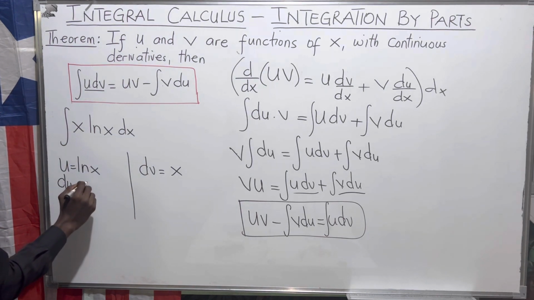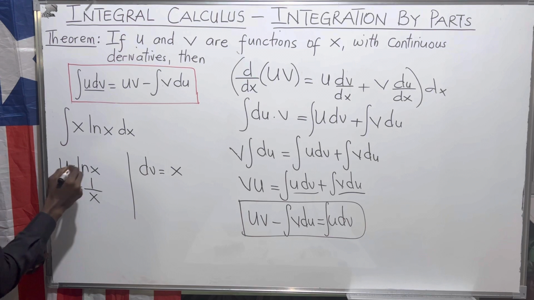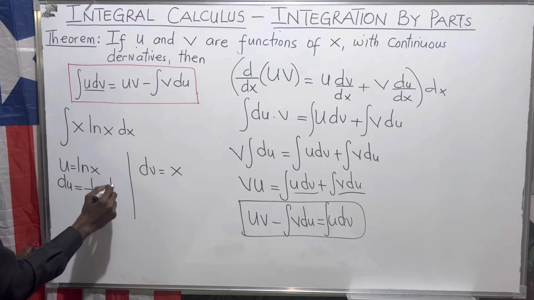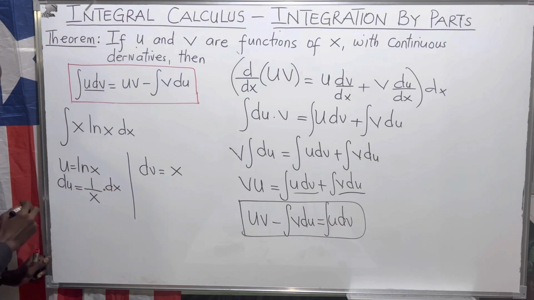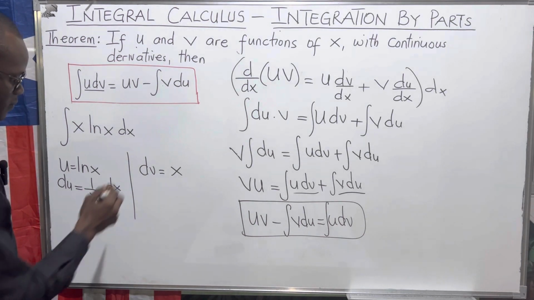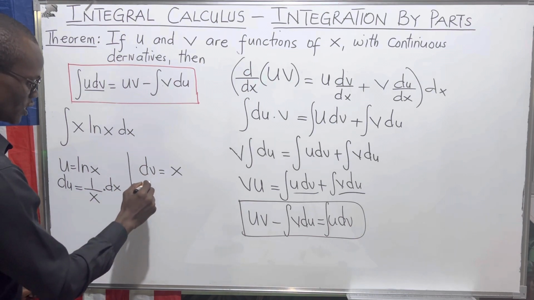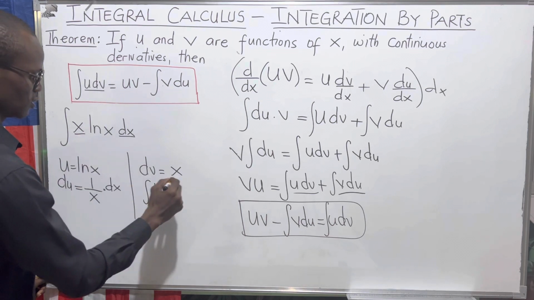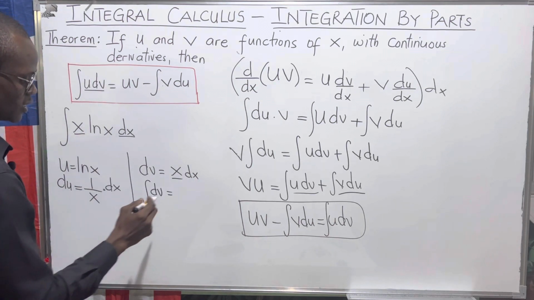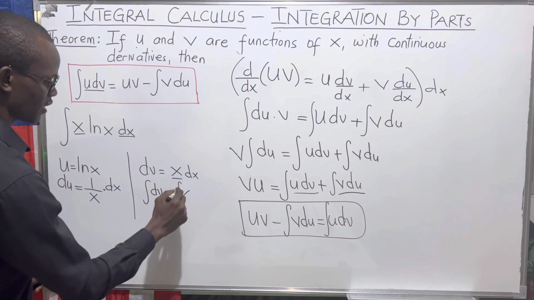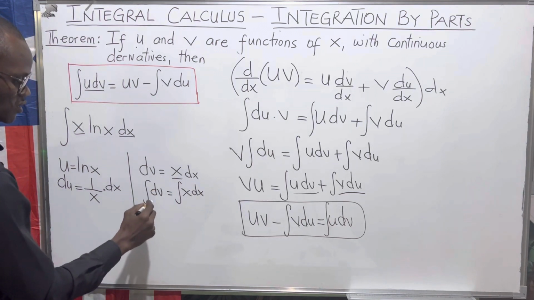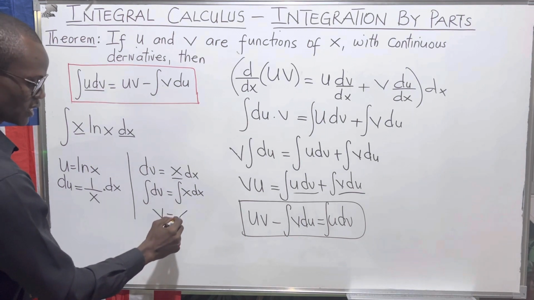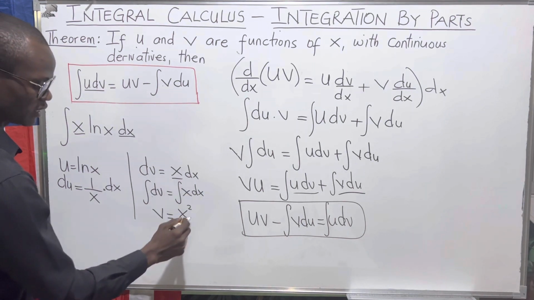The du equals 1 over x, that's the derivative of ln x, so we just attach dx. Now we integrate dv, which equals x dx. If we integrate dv, we just get v, and if we integrate x, we get x squared over 2. You add 1 to the power and divide by the new power.